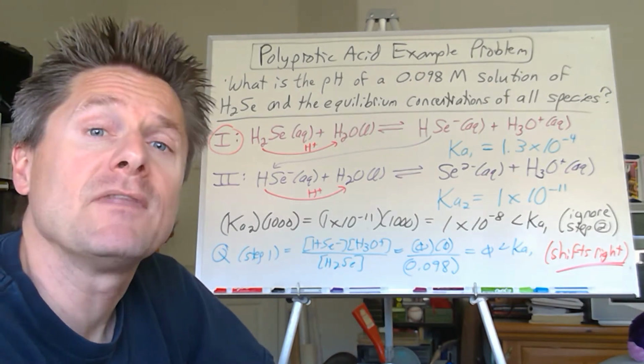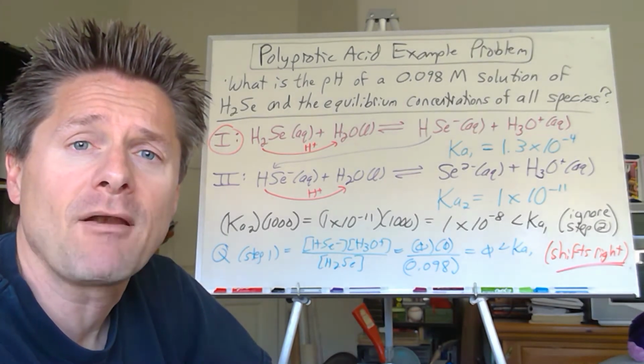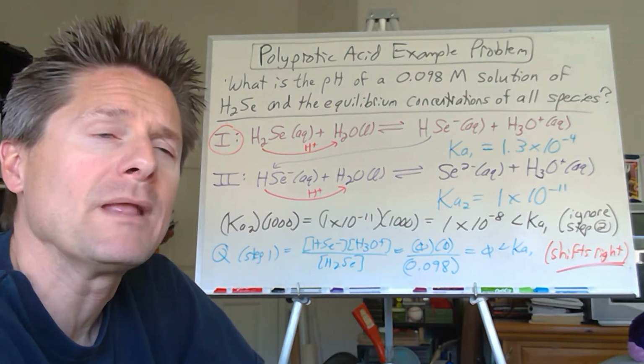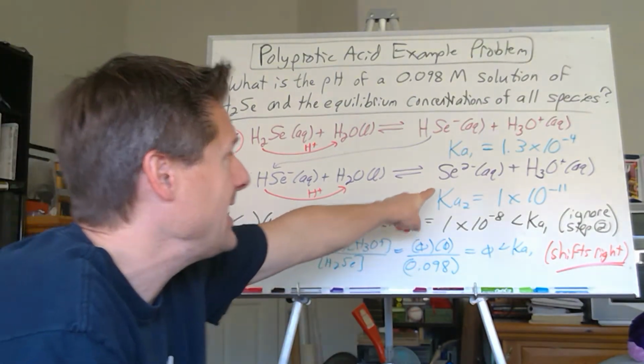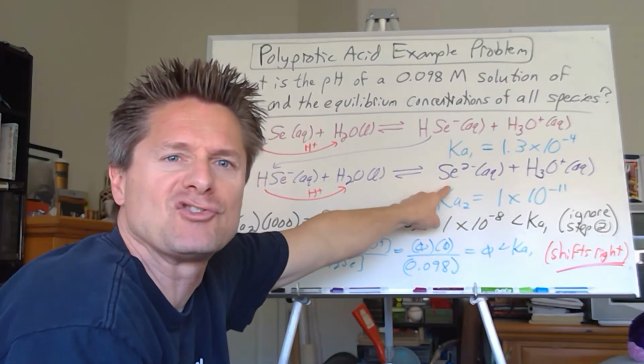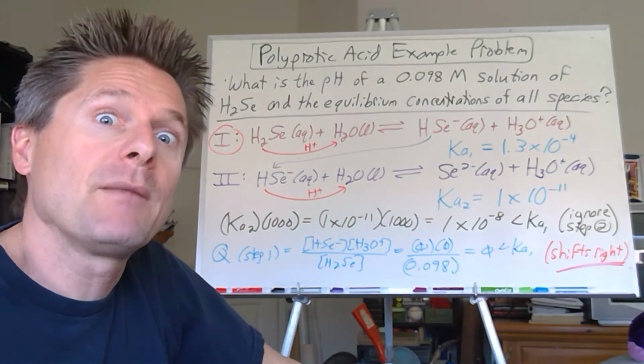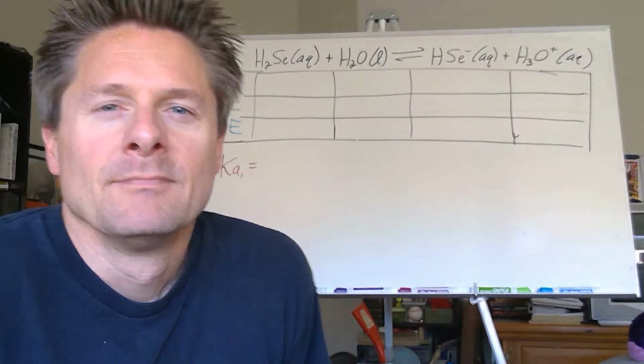Solve for x, making the assumption that we've got less than 5% error. Get x, figure out what x relates to, and see if you can get the pH for me. And then we'll do the equal, and the key is, the tough part's going to be the equilibrium concentration of the selenide ion, where we have to do some assumptions. All right, let me set up the next table for you. Let's do a nice table.